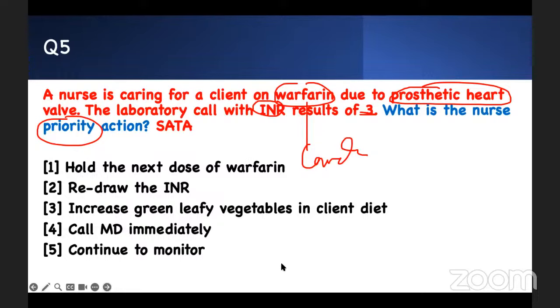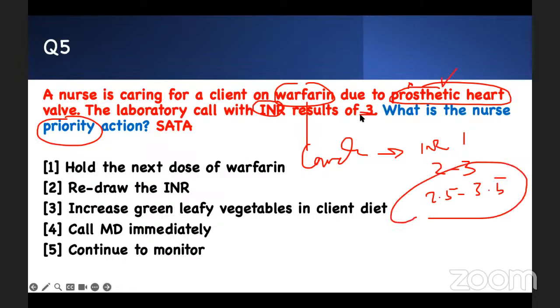Right, you have to look at that. So, what do you think? What is the next priority action? You have to come in with some content that you know. When you're on Coumadin, normal people, INR is 1, okay? If you take Coumadin, we want to get you to 2 to 3. If you have a prosthetic valve, we want to get you to 2.5 to 3.5. He has a prosthetic valve. It's 3. It's in the middle. What do you want to do with it? It's normal. That's where I want it to be.